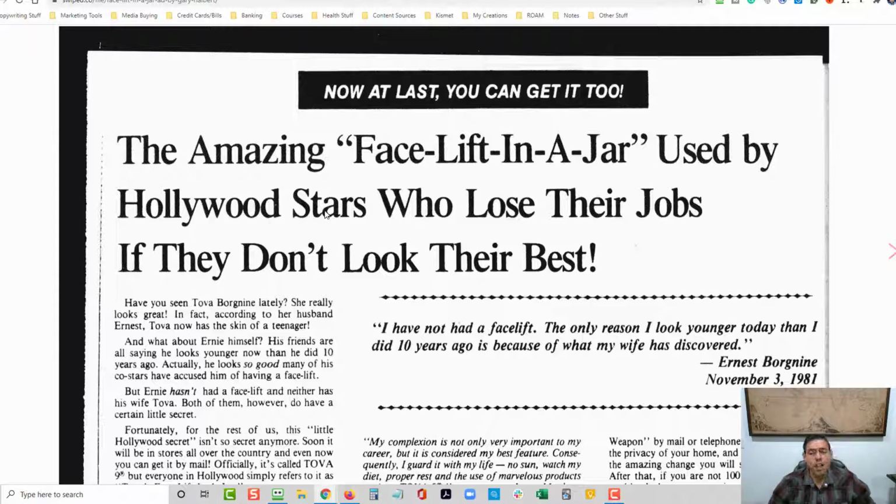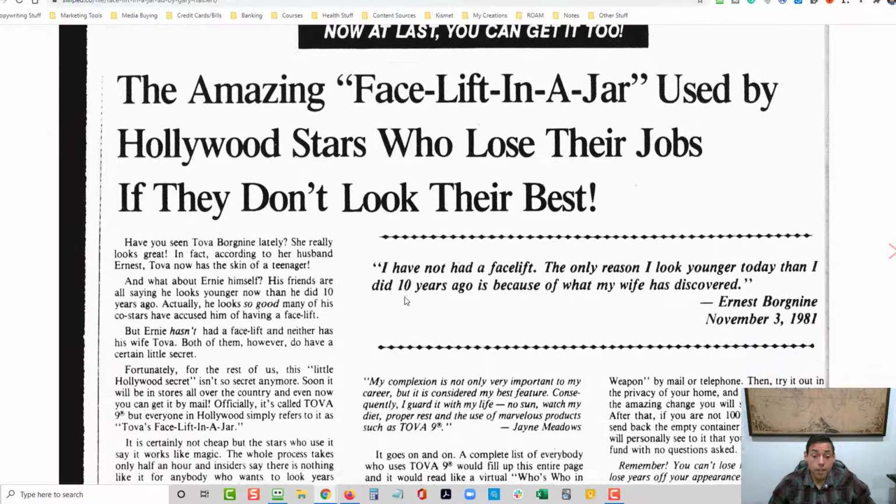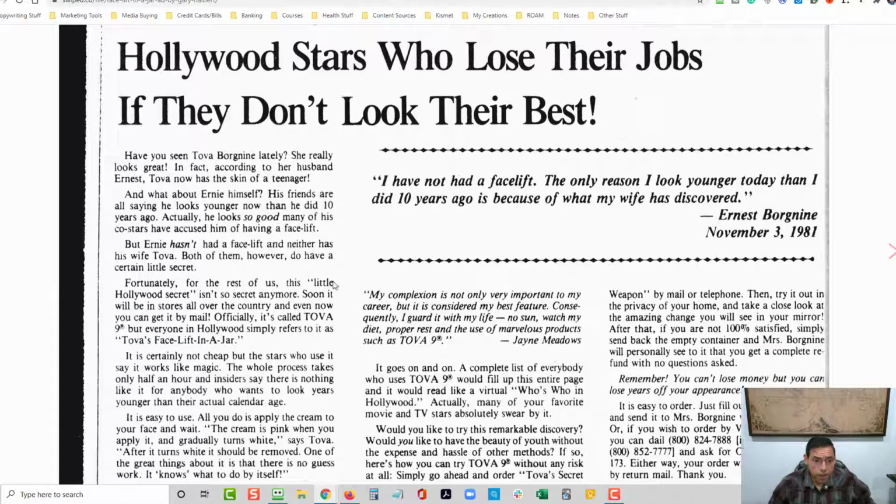Now, if they were selling something else, maybe not. Maybe I don't really believe them. But the fact that they're selling this facelift in a jar makes sense to me because they have to look their best. If they don't, they're not going to get that job. So we'll just spend a little bit more time on this and then we'll jump over.